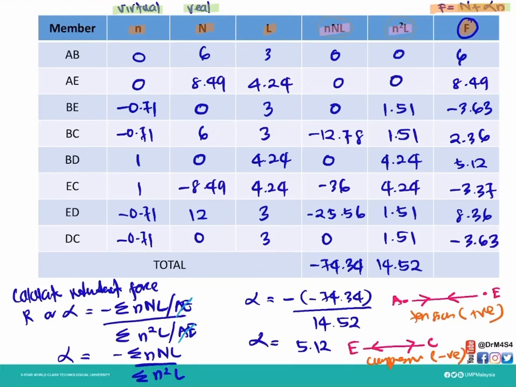Always remember this thing, for tension positive, compression negative, and remember the direction of your arrow to identify either is tension or compression.